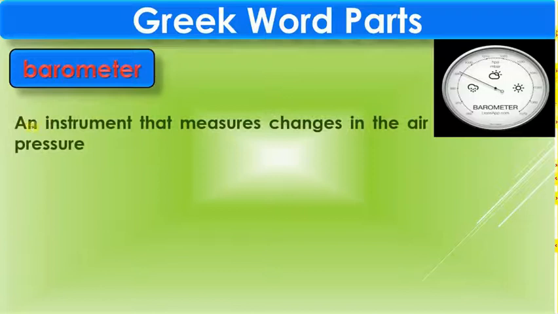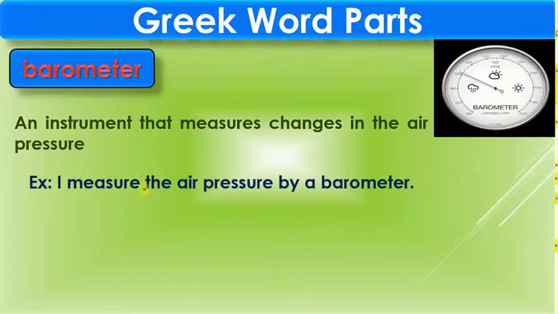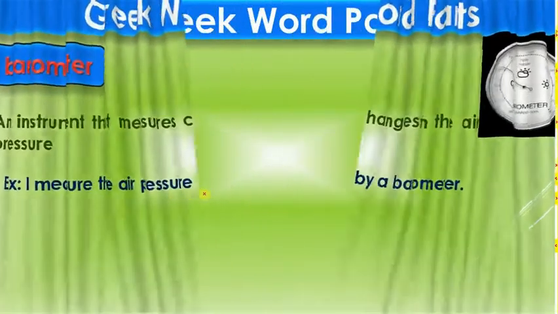Barometer. A barometer is an instrument. An instrument means a tool that measures changes in the air pressure. I measure the air pressure by a barometer.